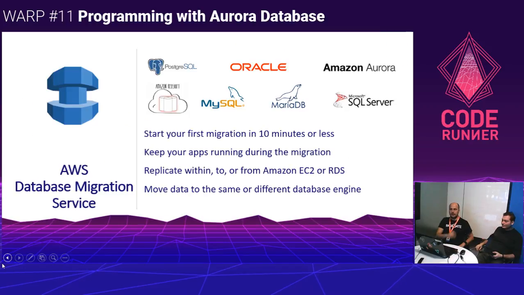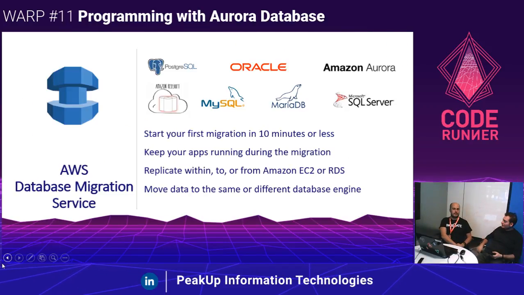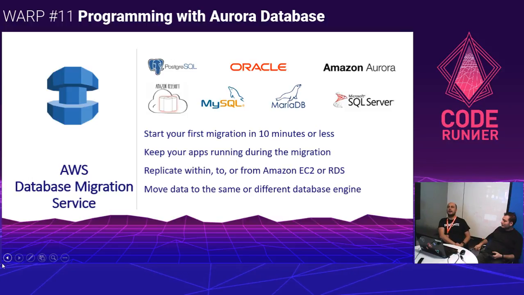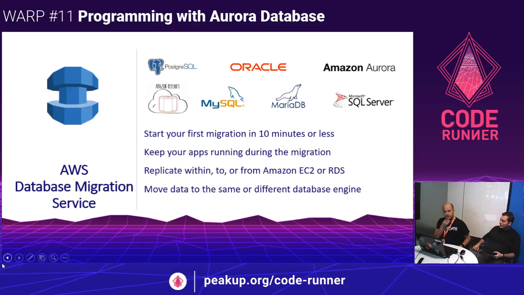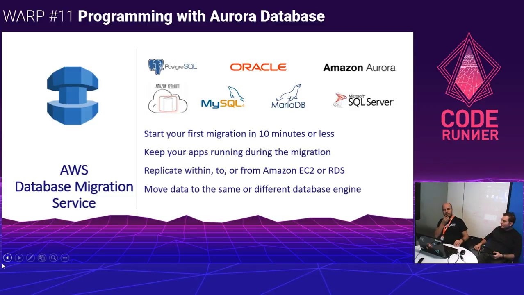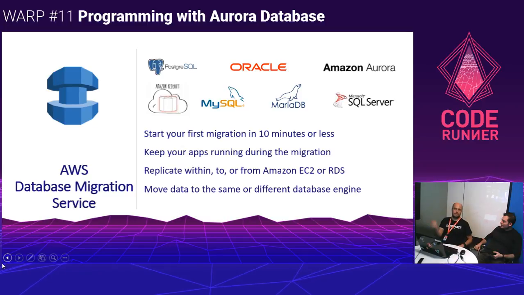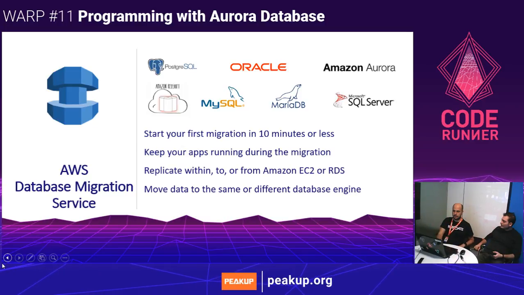And if you have SQL Server or Oracle, what can you do to migrate to Aurora DB? If you have a question like this, there is the Database Migration Service in AWS. As you see, Postgre, Oracle, SQL Server, MariaDB, MySQL, you can use all of these kinds of databases to migrate to Aurora DB.